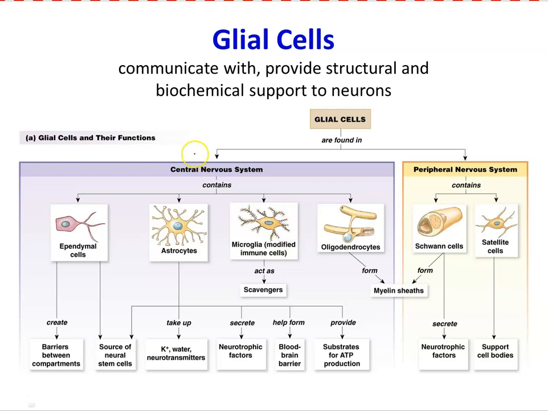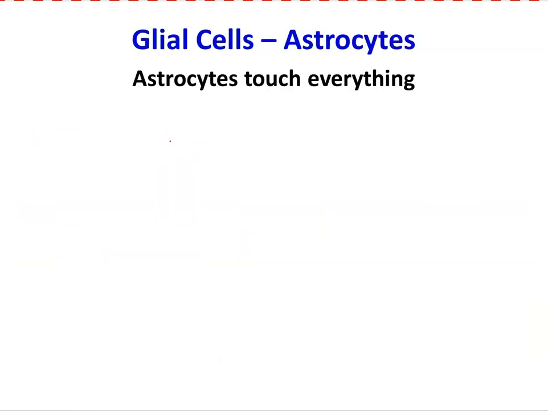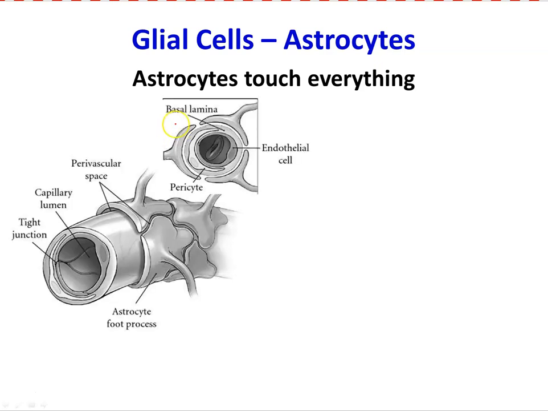So let's talk about some glial cells in more detail. The first glial cell is astrocytes. And oh my God, I love astrocytes. They are so amazing. Astrocytes have these special feet, and these special feet touch everything. What you folks are seeing here is a capillary bed. Their feet wrap around a capillary bed, and in the brain they form the blood-brain barrier. They can regulate what comes into the brain and what stays out.